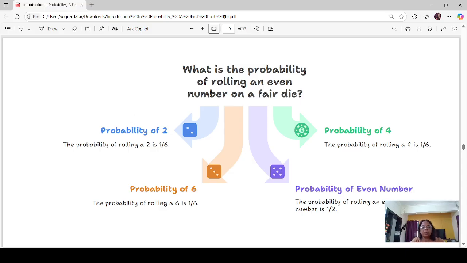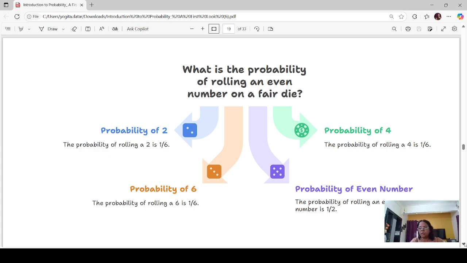Probability of getting 2 is 1 by 6. Probability of getting 4 is 1 by 6. Probability of getting 6 is 1 by 6. Now see, all these three are mutually exclusive events. So when we add these three, we get the probability of an even number, that is 1 by 2.